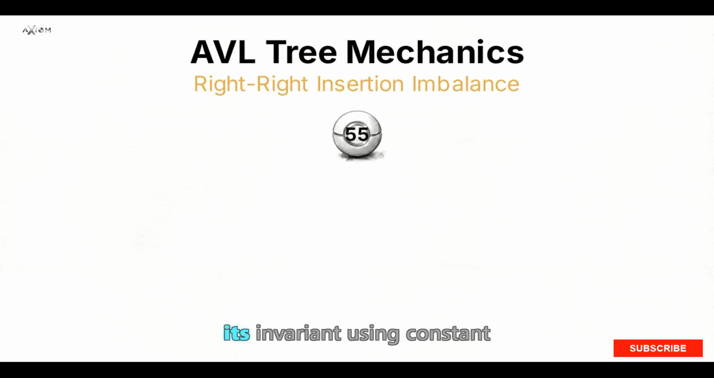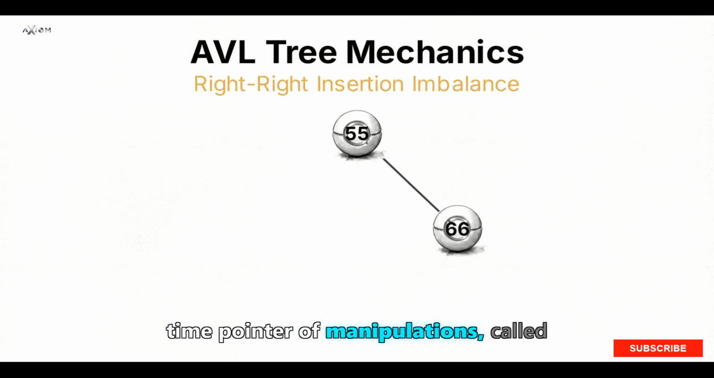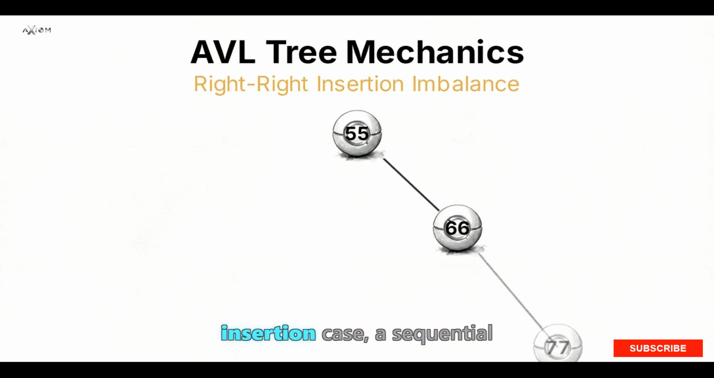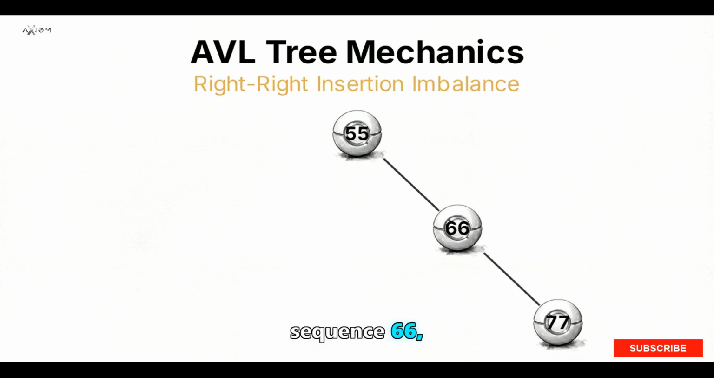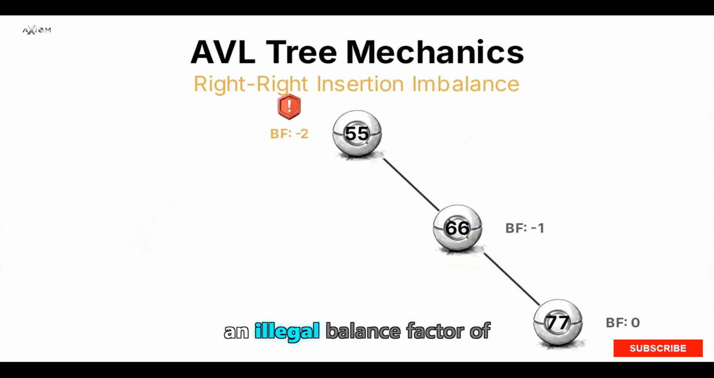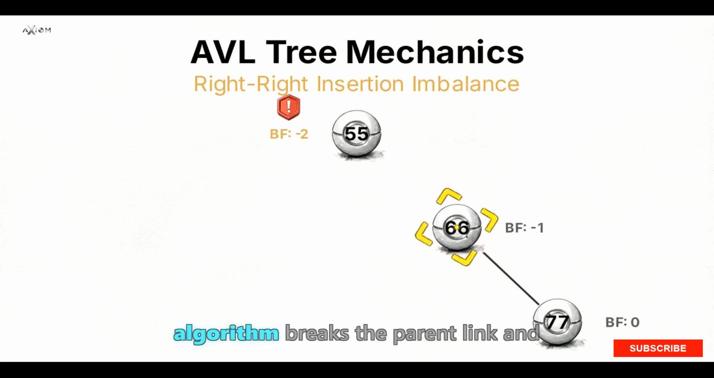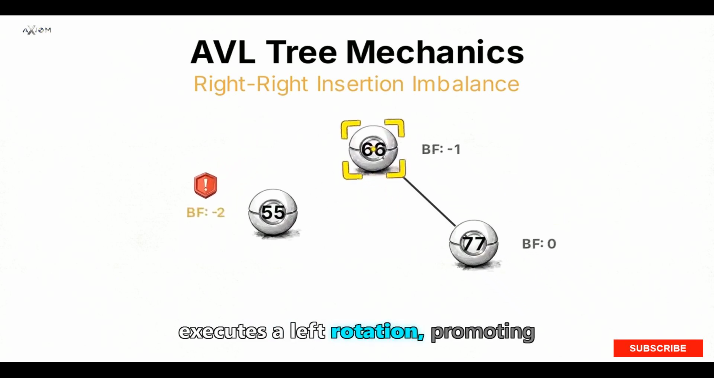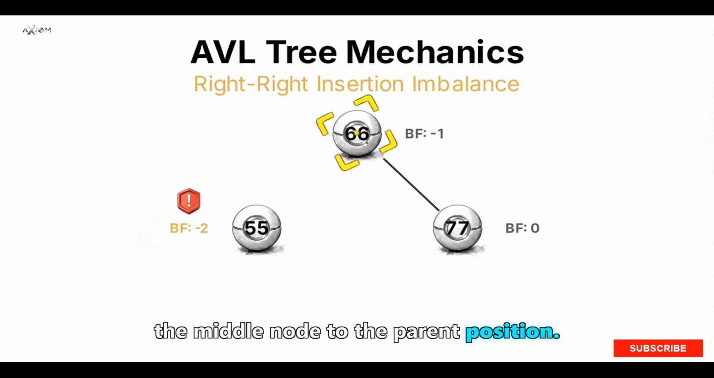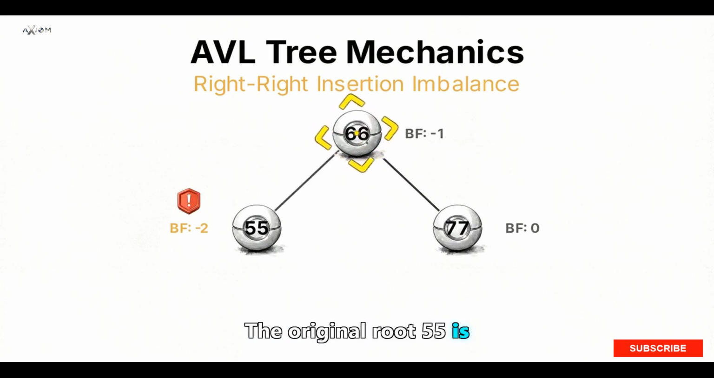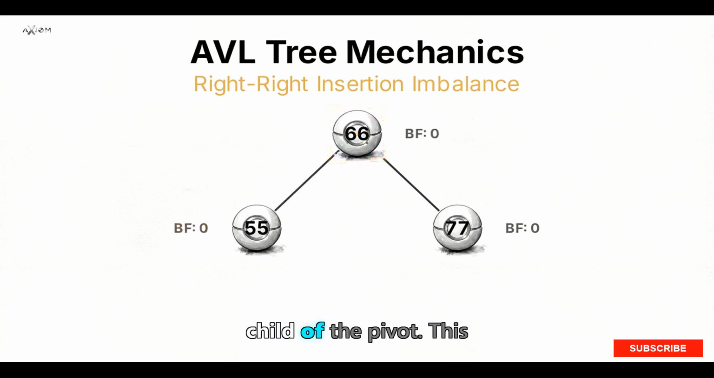The tree enforces its invariant using constant time pointer manipulations called rotations. In the right insertion case, a sequential sequence 55, 66, and 77 creates a purely right-heavy imbalance. The root node 55 registers an illegal balance factor of -2. To resolve this, the algorithm selects the middle node 66 to serve as the new pivot point for the subtree. The algorithm breaks the parent link and executes a left rotation, promoting the middle node to the parent position. The original root 55 is pulled down to become the new left child of the pivot.